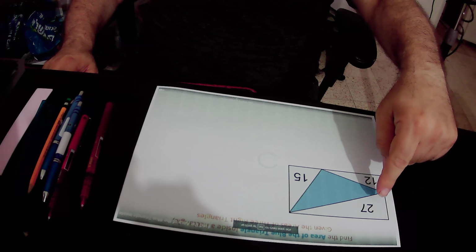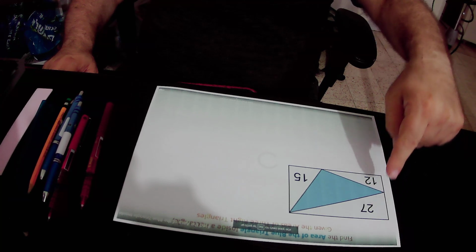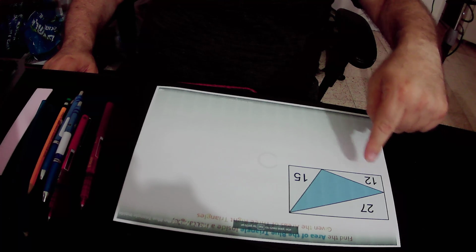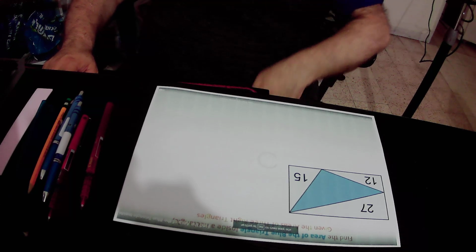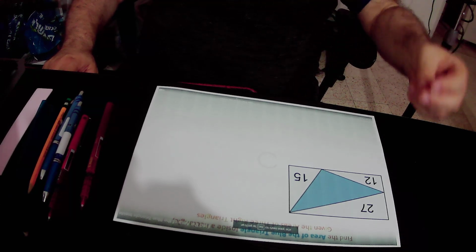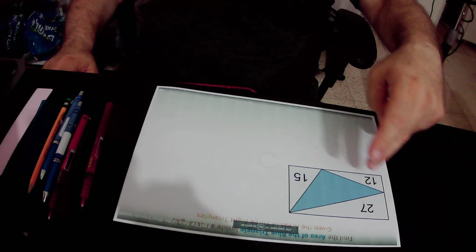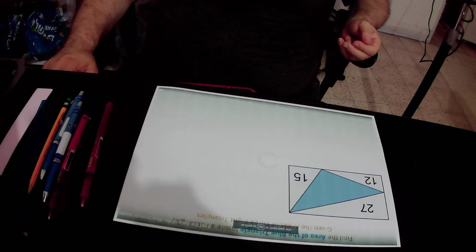The area of this right triangle is 27 units. The area of this right triangle is 12 units. And the area of this right triangle is 15 units. And actually the rectangle contains three right triangles and the blue triangle too.